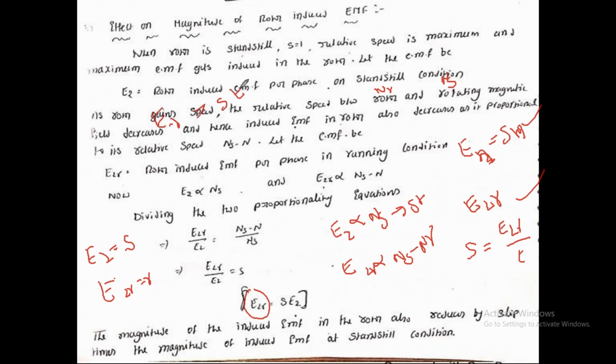So from this relation you can see that the rotor induced EMF at running condition is always less than the induced EMF at starting condition because of slip. Okay, so this is the second formula: E2R is equal to S into E2.